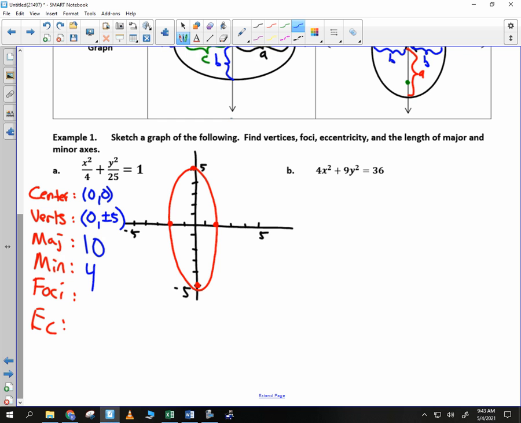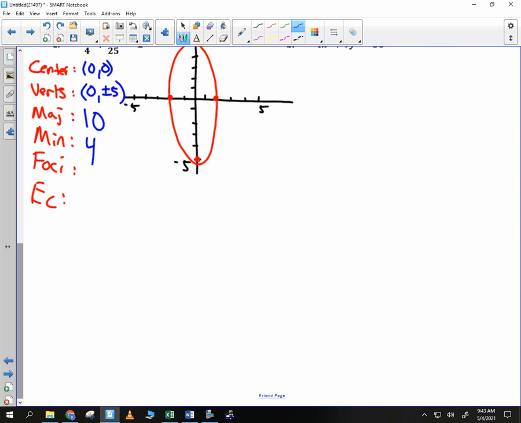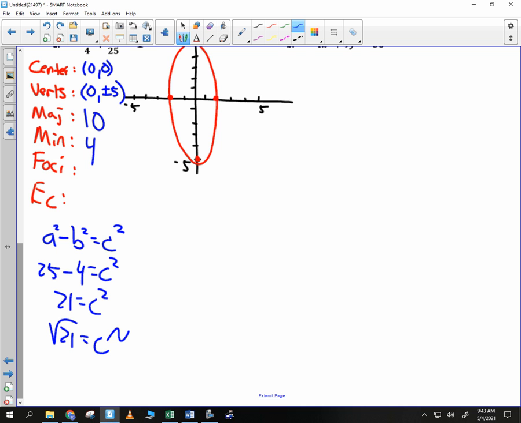Foci, I got to determine what value for foci. C. So, my formula is a squared minus b squared is equal to c squared. What is a squared in this situation? 25 minus b squared? So 21 is c squared. So the root of 21 is equal to c, which is about 4.5, something like that. Do you agree? I'm just kind of getting a guesstimation here.